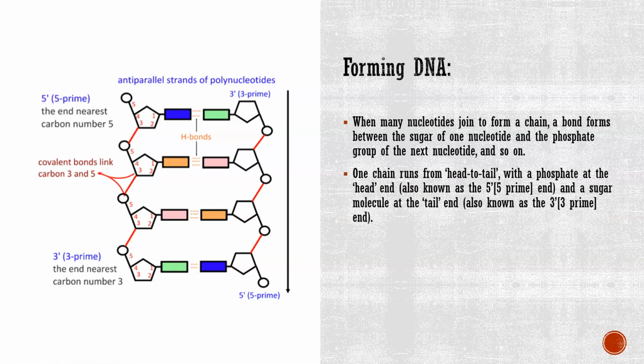One chain runs from head to tail with the phosphate at the head, so that's here. Okay, this is also known as the 5' end. The opposite has the sugar molecule at the head or the phosphate at the tail. So we've got the phosphates are your 5' end, whereas your sugar molecule is the 3' end.